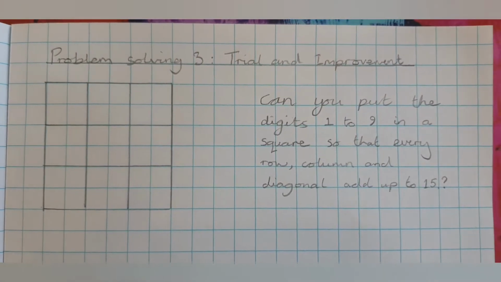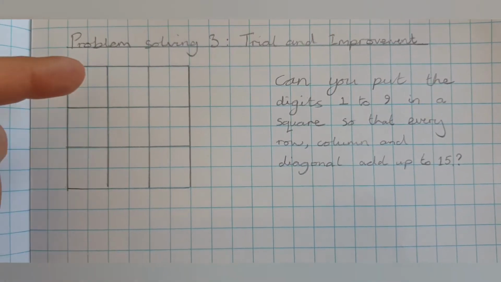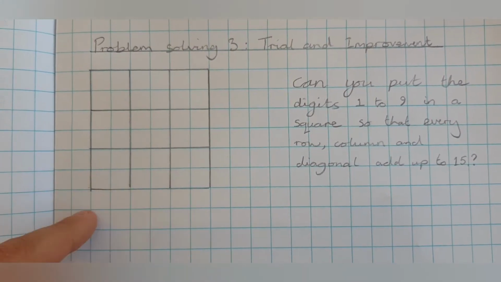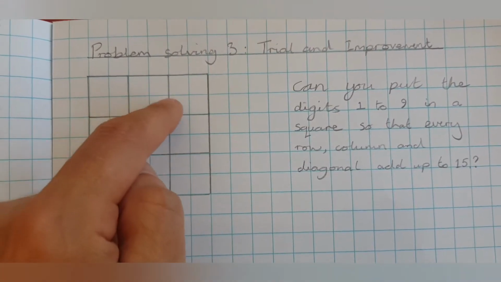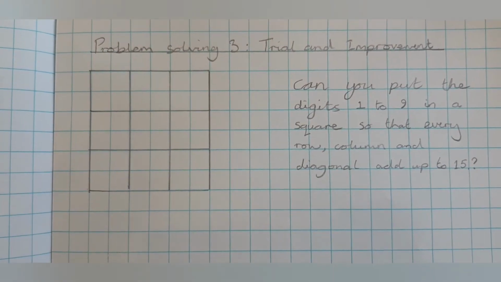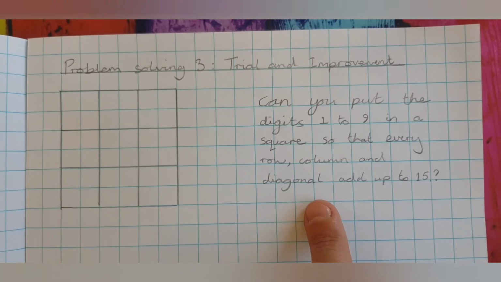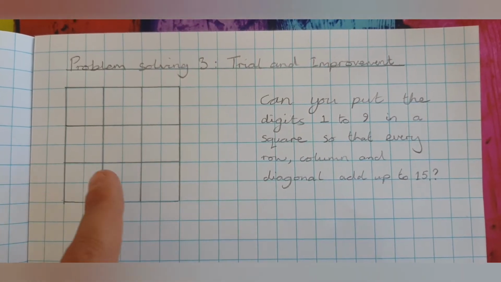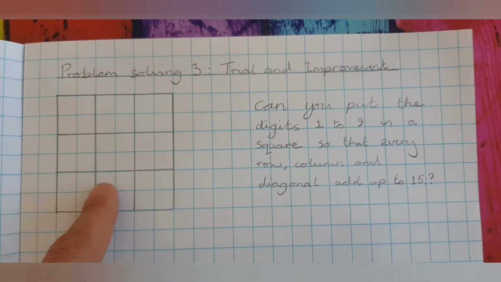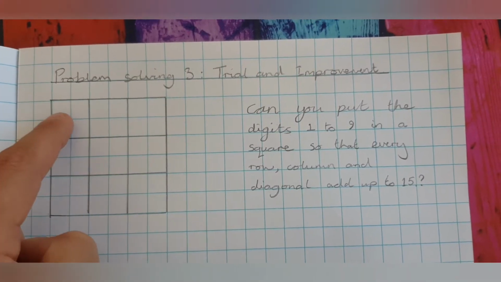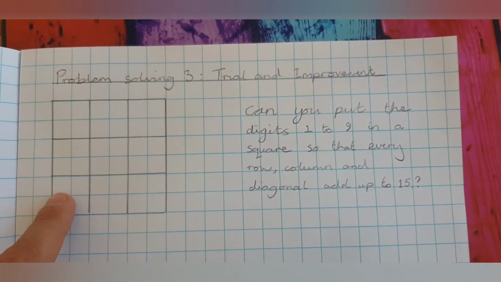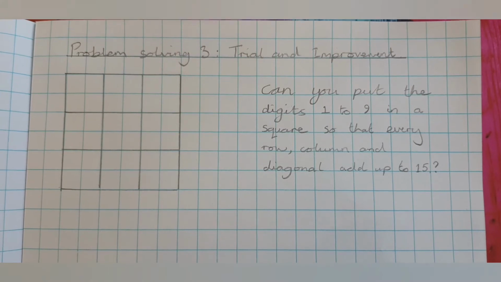Okay, so with this activity we've got a 3 by 3 grid, which means that we've got 9 spaces for our numbers, and the aim of this task is to put the digits 1 to 9 in a square so that every row, column and diagonal adds up to 15.